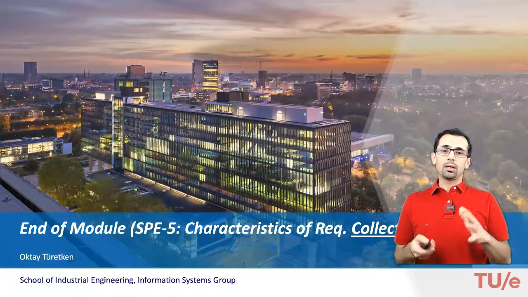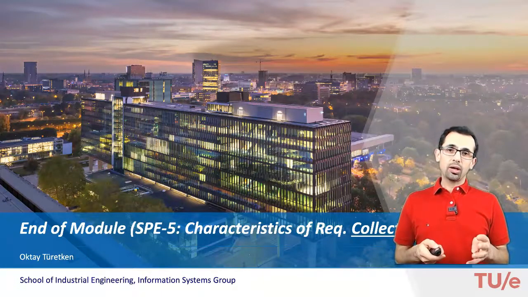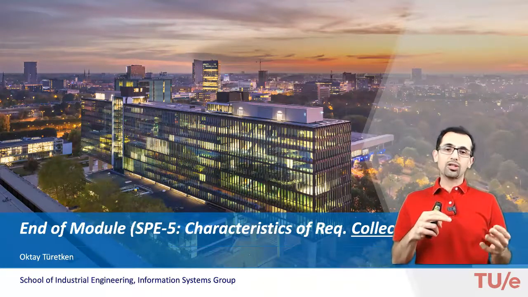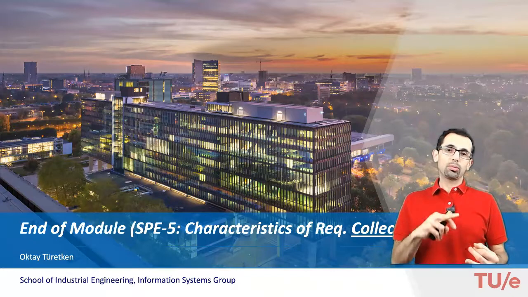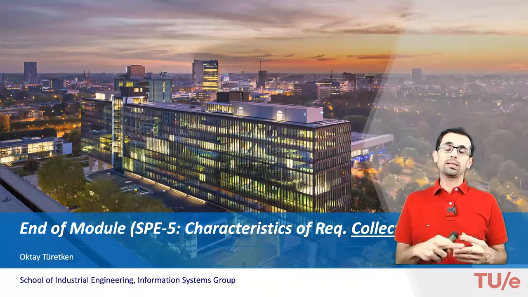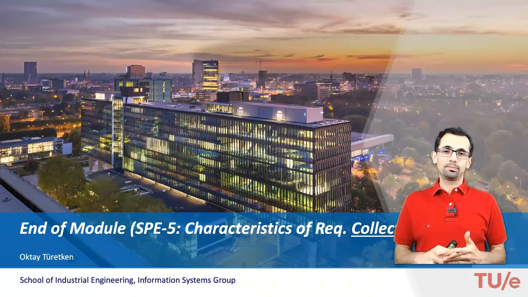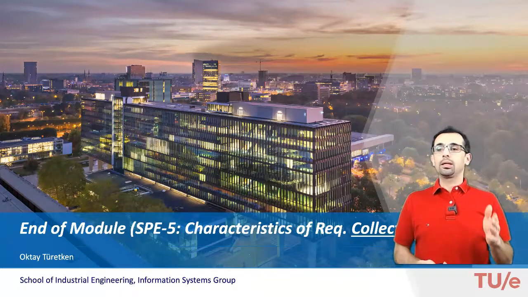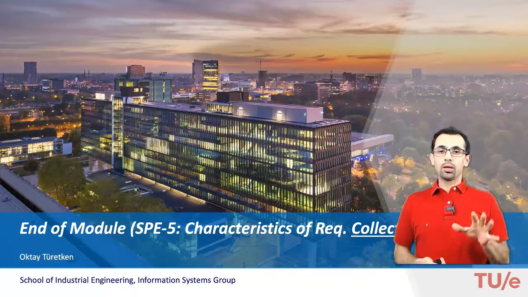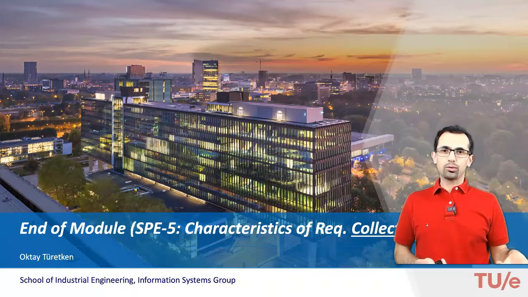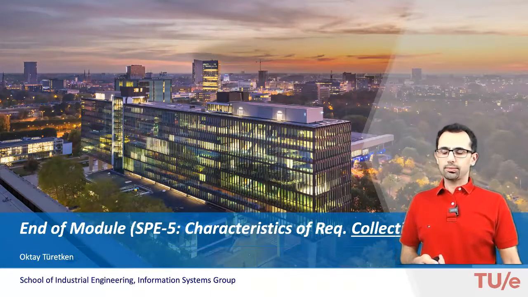So 4 good characteristics: the collection itself should be complete, should be consistent, should be modifiable, maintainable, and should be traceable. Fine, that is the end of this module. Let's move to the last module, how to write good requirements statements. See you there.